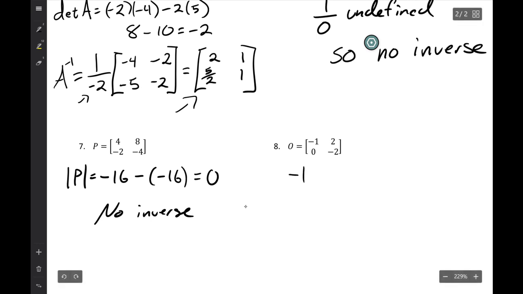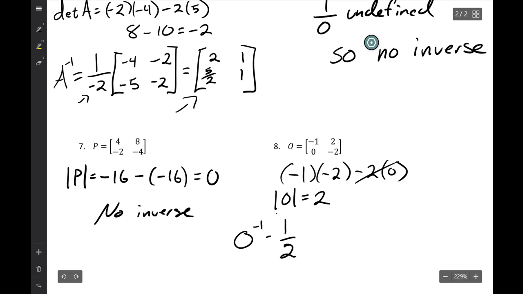Okay, this one, let's try this. So negative 1 times negative 2 minus 2 times 0. So that just goes away, and it's just 2. So my determinant is equal to 2. So the determinant of O is equal to 2, which means my inverse is 1 over 2.